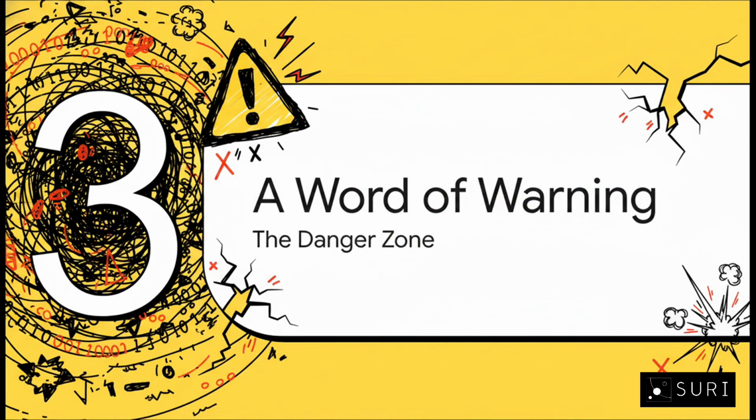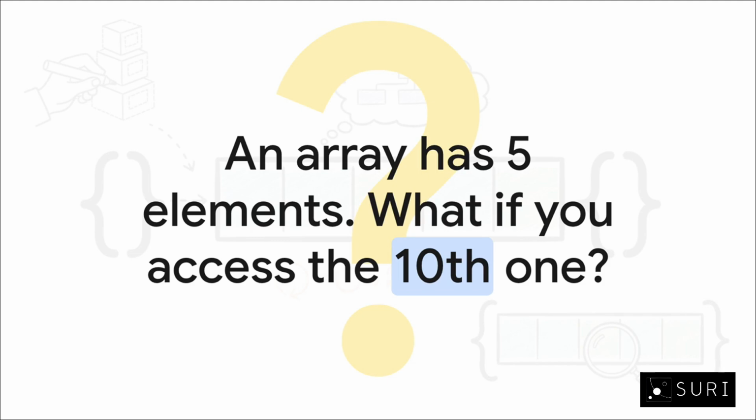Okay, so we've seen how to use arrays the right way. Now it's time for a very important safety lesson. What happens when you go wrong? Honestly, this is one of the most critical things for any new C programmer to understand. So let's set the scene. You have an array with 5 slots, numbered 0, 1, 2, 3, and 4. What do you think happens if you try to access slot number 10?